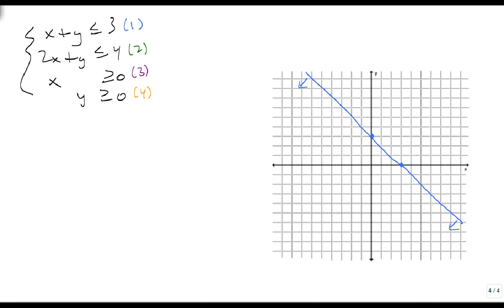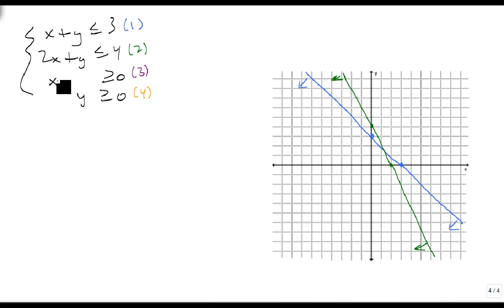The second line is almost as easy, but still not too bad. When y is 0, x is 2. When x is 0, y is 4. And we get a line that goes through our points like that. And again, 0 is less than or equal to 4. So it wants to shade this way. And we'd shade this big region right here if we could.